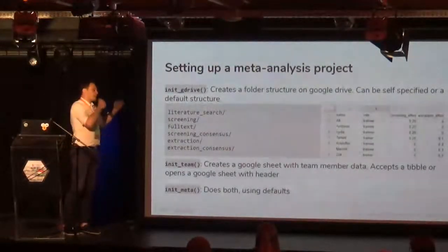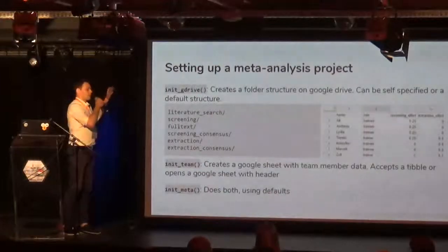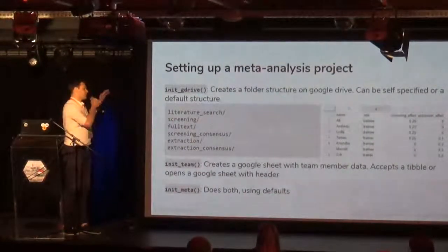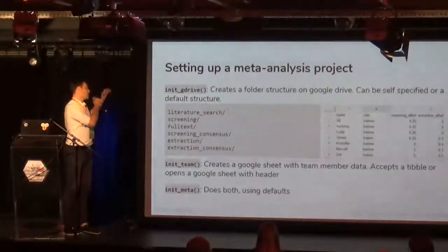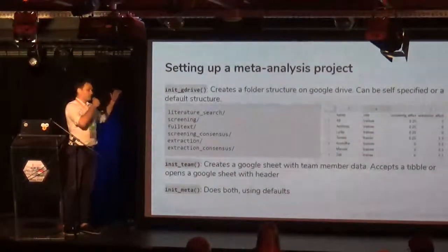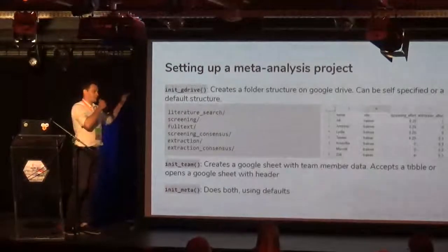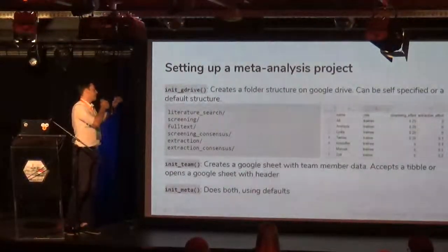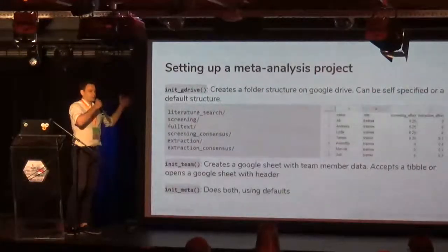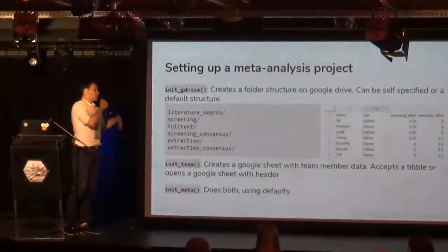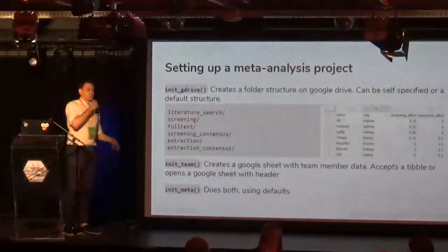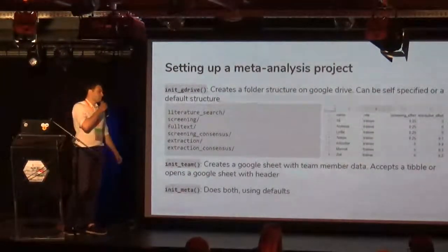So there is the metamanager package that I'm currently developing, and it is basically using these principles. So it uses Google Drive for human encoding, and with these simple words you can create a drive structure, set up a team of researchers that you can use, and also there are wrappers to do this in one single step.